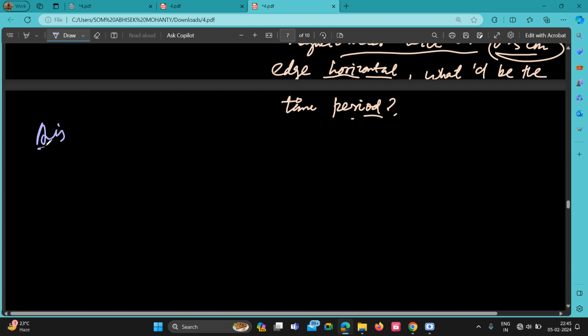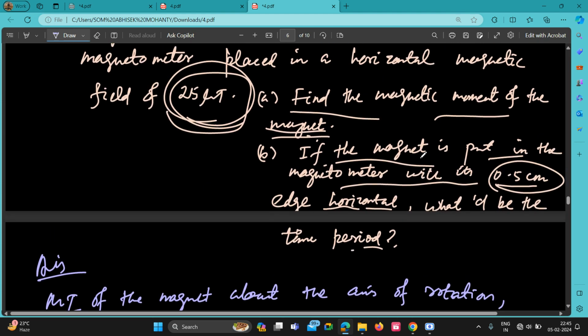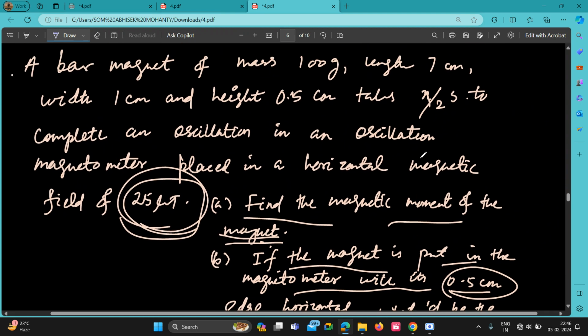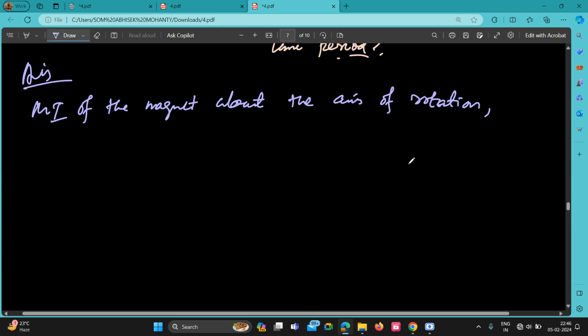I assume you have read the question twice, you pause the video, read it, write the question first. So, moment of inertia, I of the magnet about the axis of rotation is how much? What is asked in the question first? What will be the time period? Time period you are asked, and here it's completing an oscillation in an oscillation magnetometer. So the time period formula is T equals 2 pi root over I by mB for this oscillation magnetometer, where m is your magnetic moment, B is your magnetic field. First of all, we need to find I.